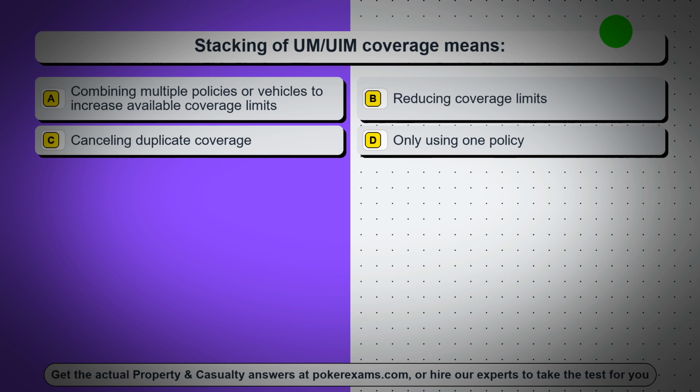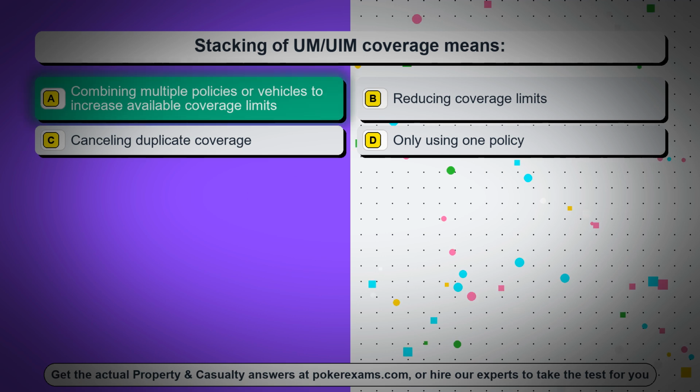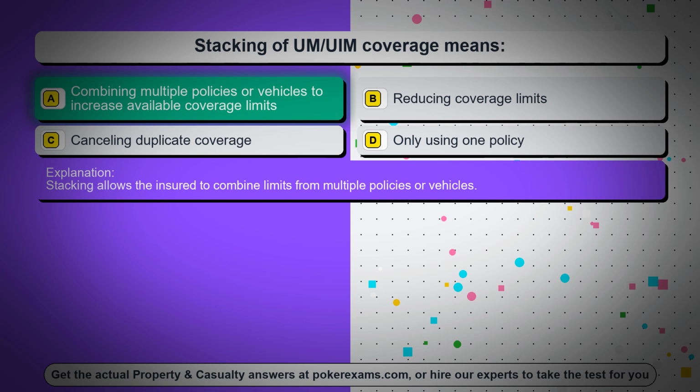Question 94. Stacking of UM/UIM coverage means: Option A, combining multiple policies or vehicles to increase available coverage limits. Option B, reducing coverage limits. Option C, canceling duplicate coverage. Option D, only using one policy. The correct answer is option A, combining multiple policies or vehicles to increase available coverage limits. Stacking allows the insured to combine limits from multiple policies or vehicles.